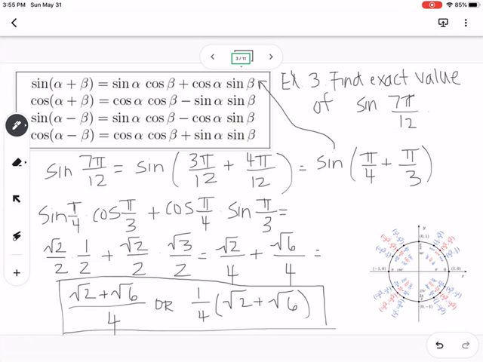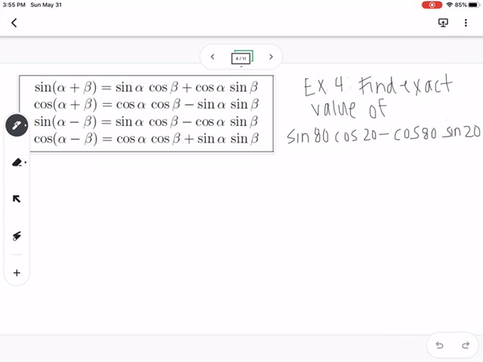Okay, that's example 3. Example 4 is still finding the exact value, but notice sine of 80, and these are all degrees, sine of 80, cosine of 20, cosine 80, sine of 20. So that should kind of ring a bell. It's the other half of the formula. So if you go to this part of the formula, find which one you think it's equal to. And if you find it, good job.